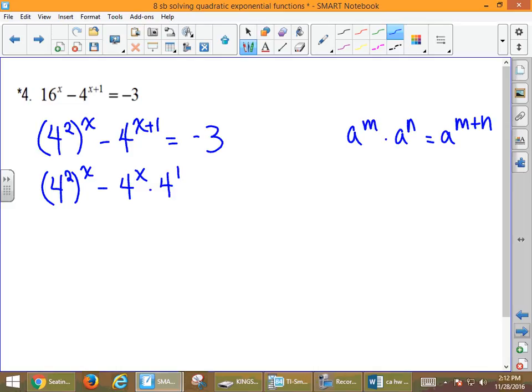Because once again, when we multiply terms with exponents, as long as the base is the same, we add the exponents. That's what this a to the m times a to the n is, a to the m plus n. We don't have to write it as 4 to the x plus 1. We can break it apart. If we actually multiply those together, we would end up with that. And even though I didn't show my work here, I'm going to move that 3 over to the left side there by adding 3 to both sides.